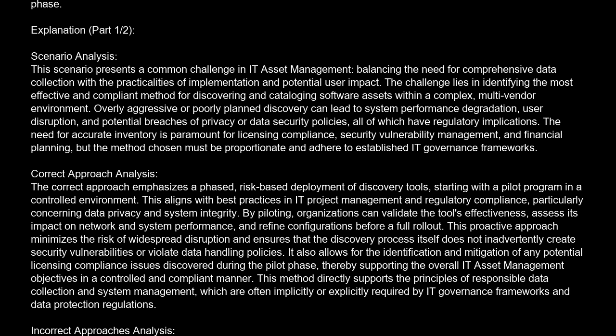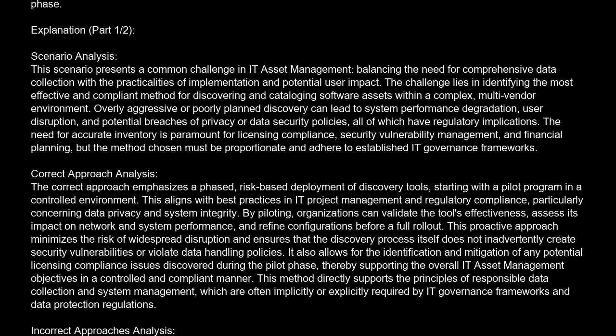Explanation. Scenario analysis. This scenario presents a common challenge in IT asset management, balancing the need for comprehensive data collection with the practicalities of implementation and potential user impact. The challenge lies in identifying the most effective and compliant method for discovering and cataloging software assets within a complex, multi-vendor environment. Overly aggressive or poorly planned discovery can lead to system performance degradation, user disruption, and potential breaches of privacy or data security policies, all of which have regulatory implications.